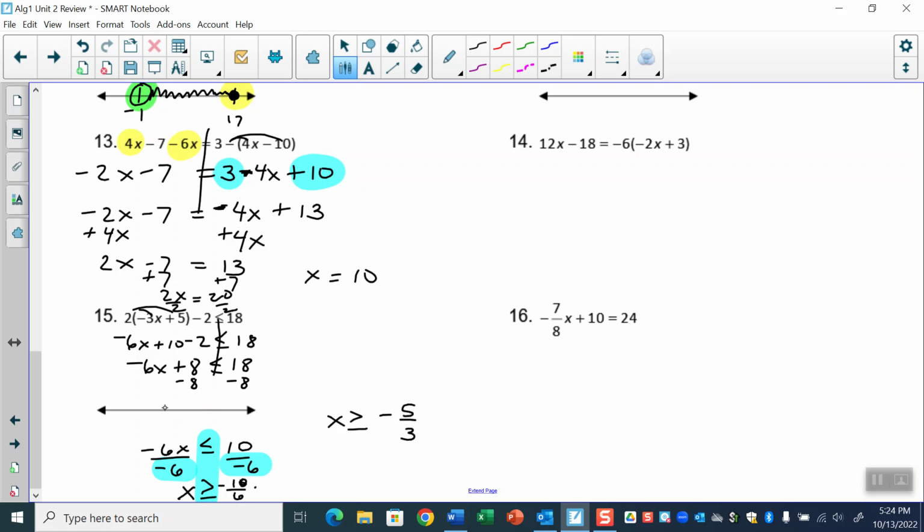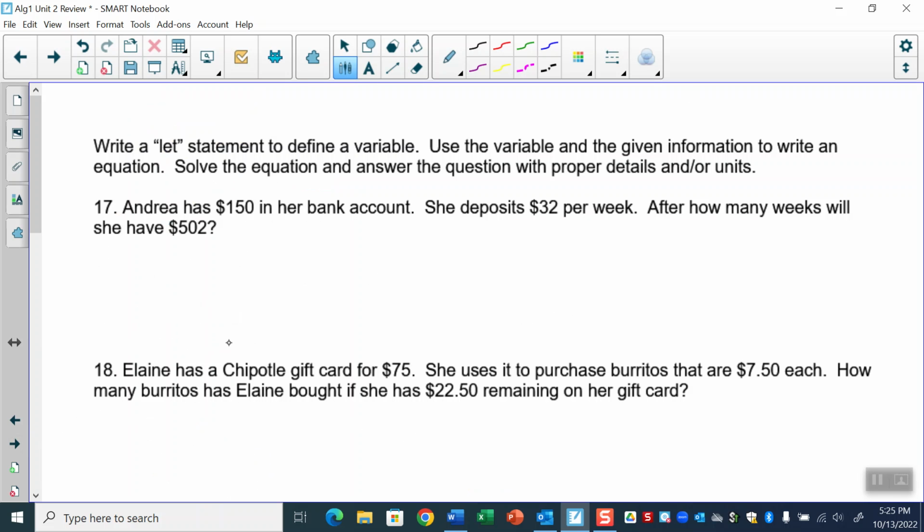And then, so what that looks like is, here's my -5/3 on my number line. Closed circle because of this equal right here, so that's a closed circle. And then greater than would be to the right, and it kind of points to the right. And there we go. Okay, so that is that page done.